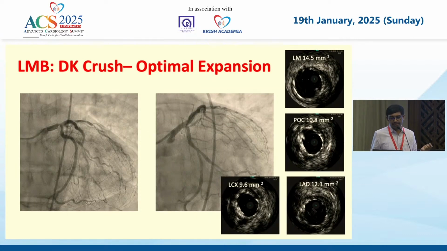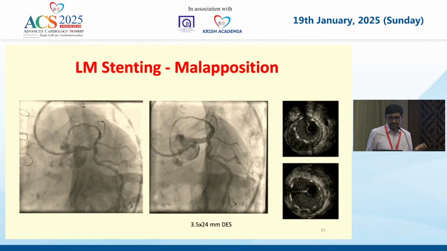So in some examples, this is a patient with a left main bifurcation, double crush. This is how the optimal expansion should be. You see that the LCX ostium is 9.6 millimeters square, the LAD ostium is 12.1. Your polygon of confluence, we no more use this parameter, but it is 10.8, and the left main is 14.5. This is an example of an optimally expanded stent.